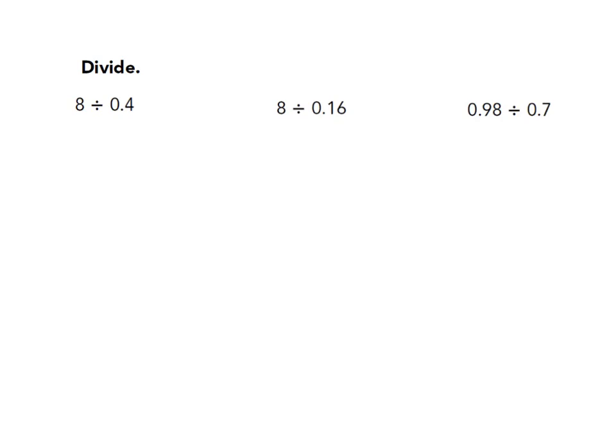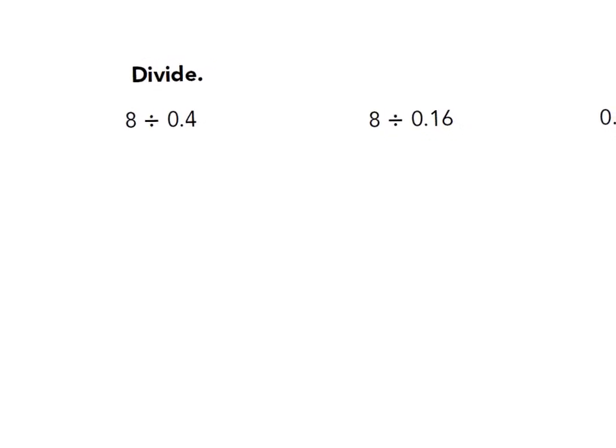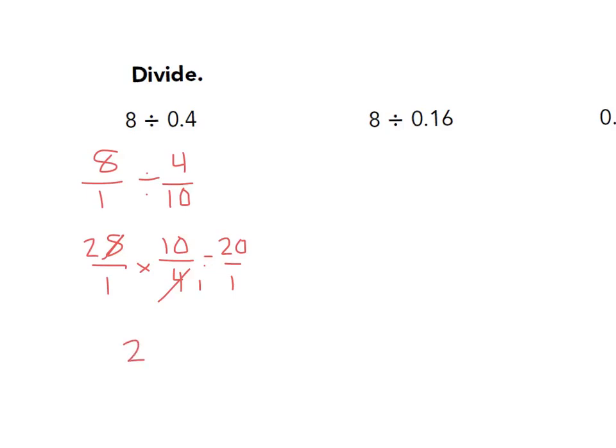If you look at the first one, 8 divided by 4/10, I would simply rewrite it as 8 divided by 4/10, just the way it sounds. And then I would do 8 over 1 times the reciprocal, 10 over 4. Can divide these both by 4. I get 20 over 1, or just 20.